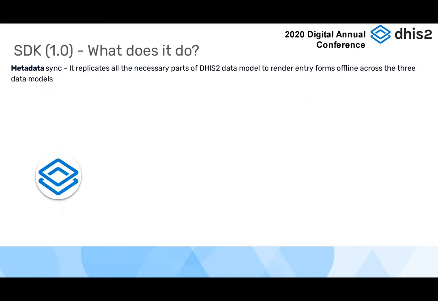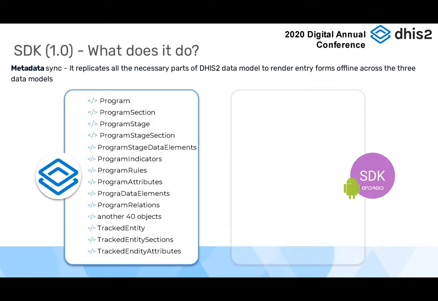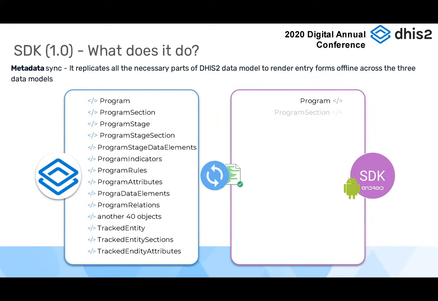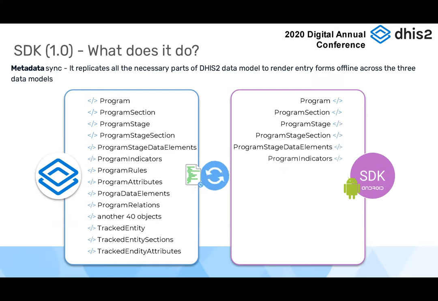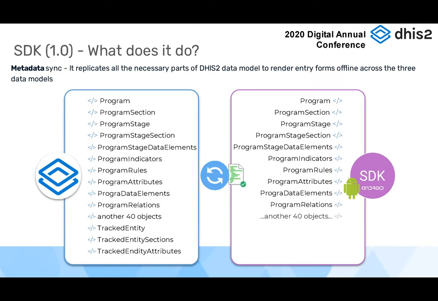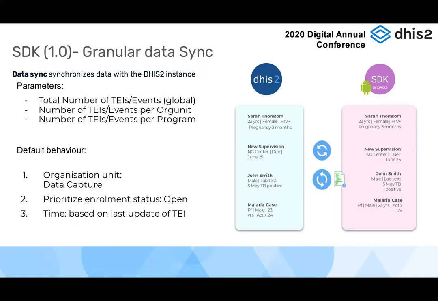And what the SDK does, since the very beginning, since version 1.0, is the metadata sync. It replicates all the necessary parts of the DHIS2 data model and stores them in the Android local database. This means we have tables in our local database that represent the aggregated domain, the events domain, and the tracker domain. So all domains are embedded in the Android SDK. As well, there is the data sync: it is in charge of the data synchronization with different parameters.